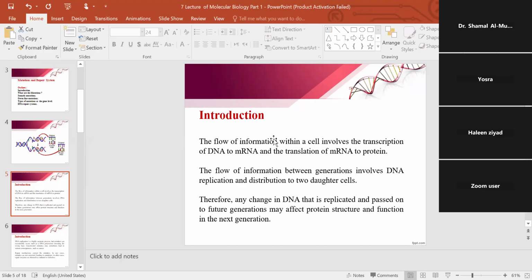Therefore, any change in DNA that is replicated and passed on to the future generation may affect protein structure and function in the next generation. So anything wrong that happens in replicating the DNA will affect the protein in the next generation or offspring.